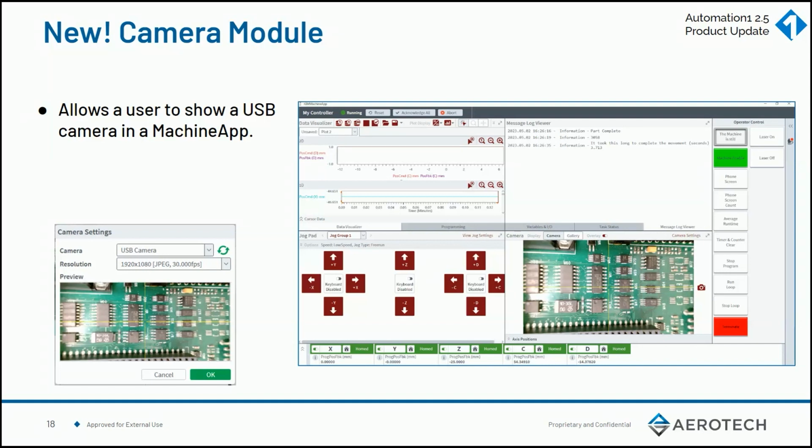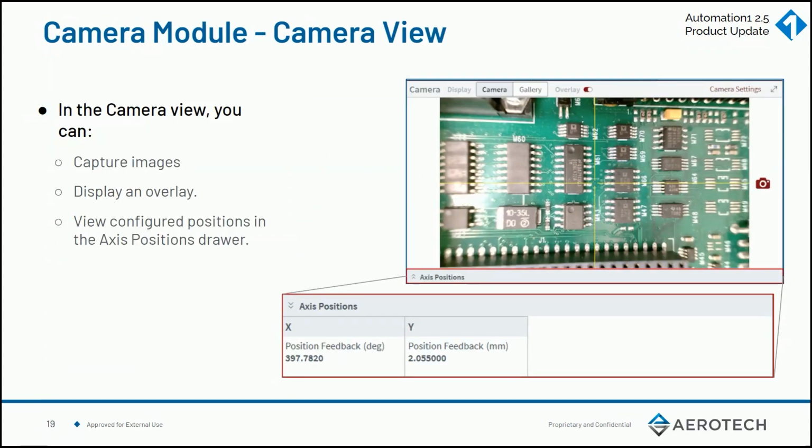All of this entire UI was done with MachineApps from Aerotech. In the camera view, the user gets options such as capturing images. There's a little camera to the right that lets you take a snapshot. You can display an overlay, and that overlay is a crosshairs, the yellow crosshairs you see here.